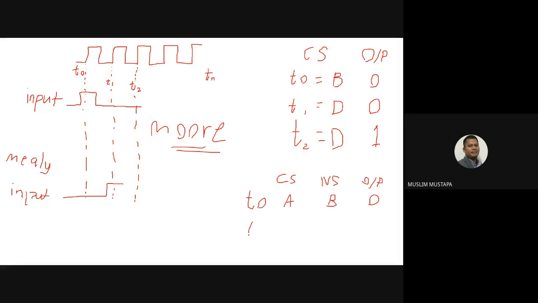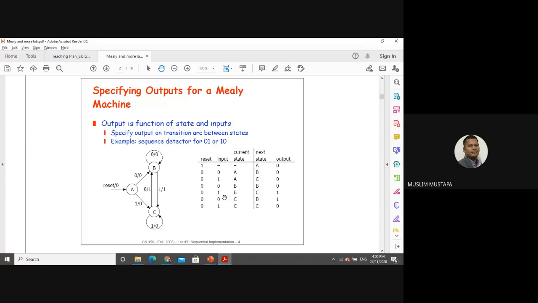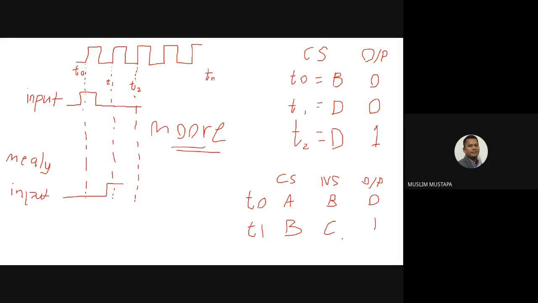Now at T is equal to 1, it's already in the current state of B. The next state is C, but it hasn't gone into the C state yet. But look at the output here: the output is already 1. So it's an immediate effect. That's why in a Mealy machine there's no 1 clock cycle delay, but in a Moore machine there's a 1 clock cycle delay. Basically, that's the main difference between Mealy and Moore.